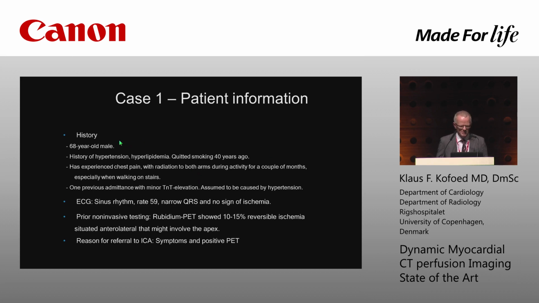So this is a 68-year-old male, normal risk factors, chest pain, and he had actually had a minor troponin elevation during an admittance. And it was assumed to be hypertension, but probably you know that troponin is somewhat difficult in the emergency room to really figure out what that means. But he ended up having a test, a rubidium PET, and already there you might expect that there was something wrong. At least he was referred for invasive cath, but before that, we did a CT.